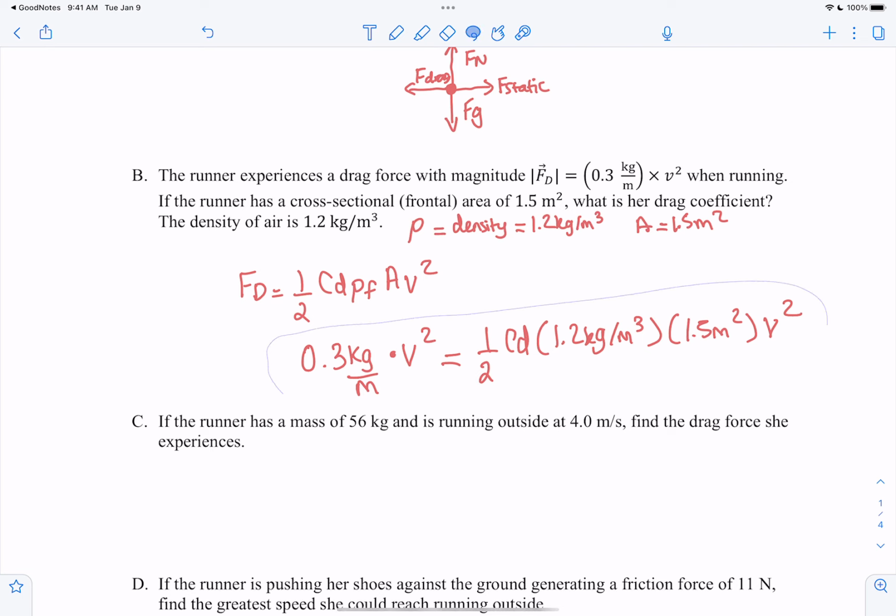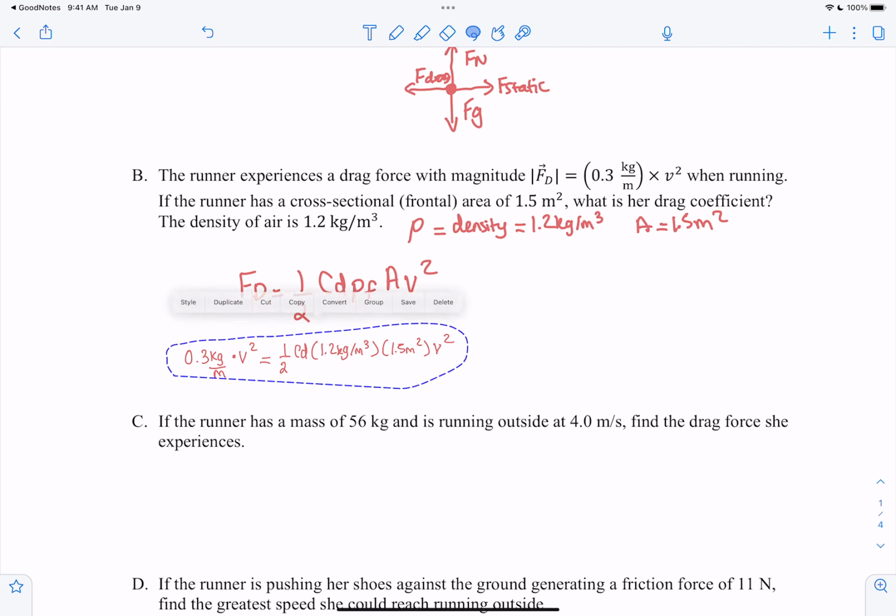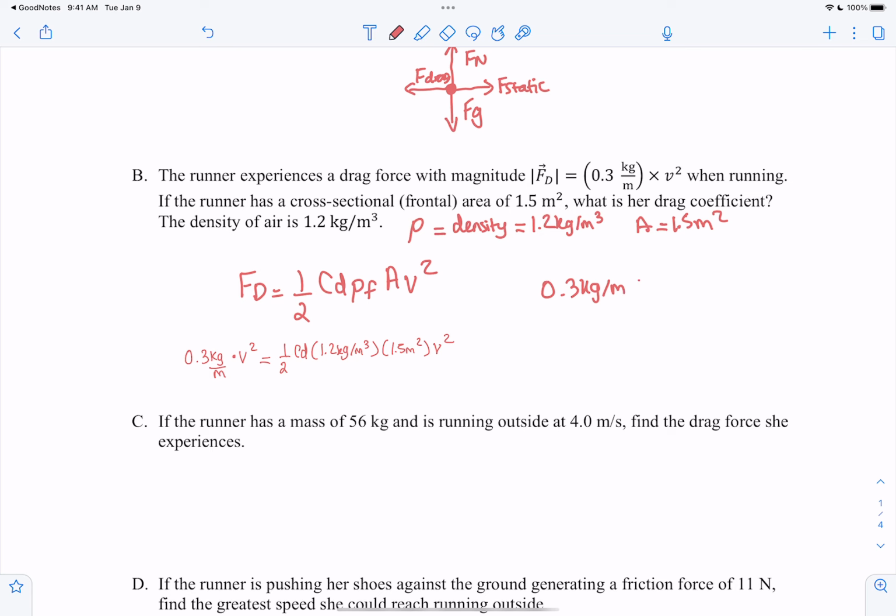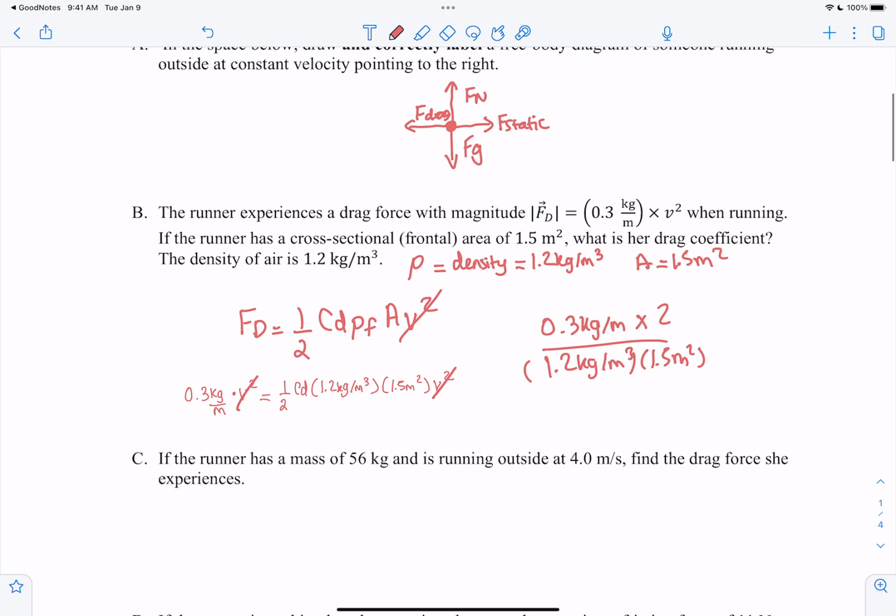So let me rearrange this stuff and make a little bit more room here. So if we multiply by 2, 0.3 kilograms per meter times 2, because we multiply over this 2 here from the 1/2, and then we can divide by 1.2 kilograms per meter cubed, and then we also divide by 1.5 meters squared, and then that should give us our drag coefficient. And we canceled out the v squareds here, right? Because they're canceling out. So let me know what you guys got for your drag coefficient there. Should be pretty small.